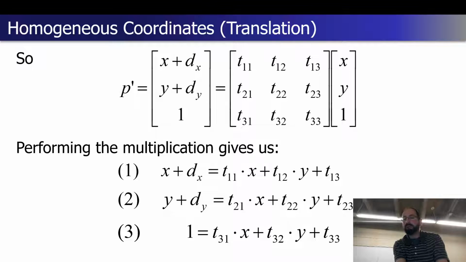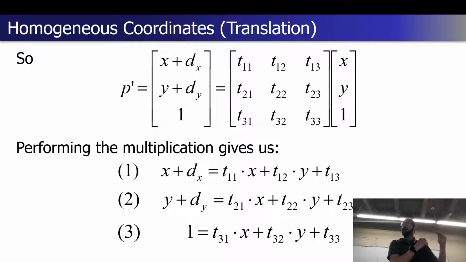What should t11 be? Just 1, right? We want to get the value of x back. What should t12 be? For just the translation, it should be 0, right? We are just not taking y into account at all as we're moving our x dimension. And then t13 would be the value we're translating, right? That would be our d sub x.